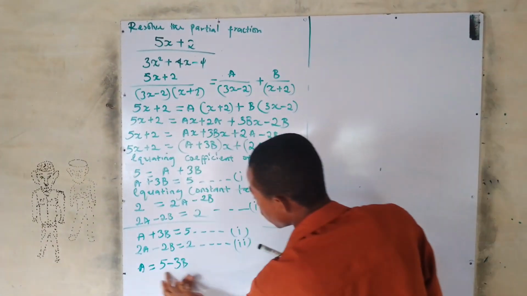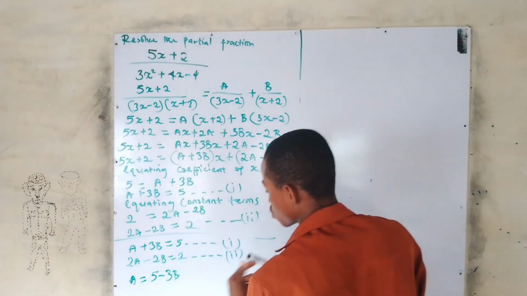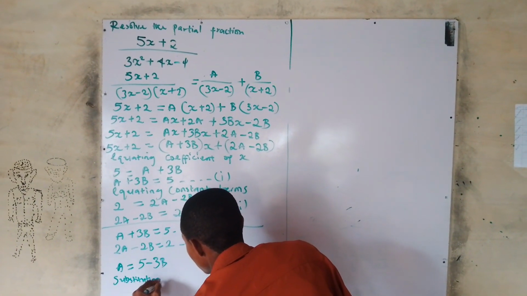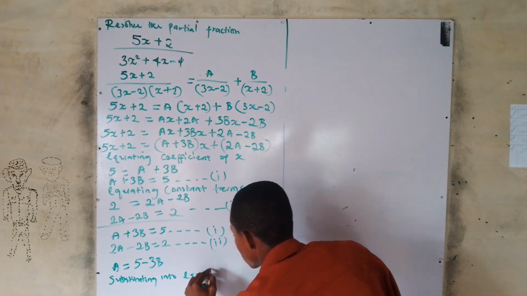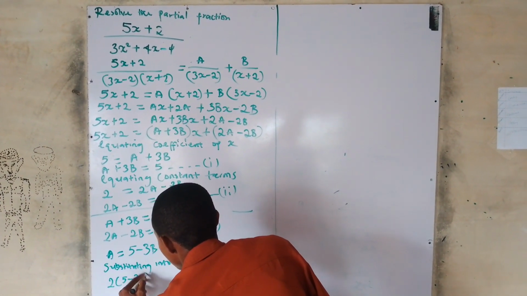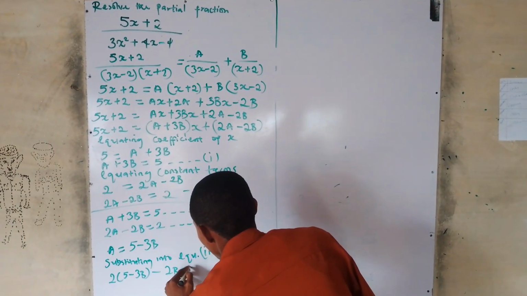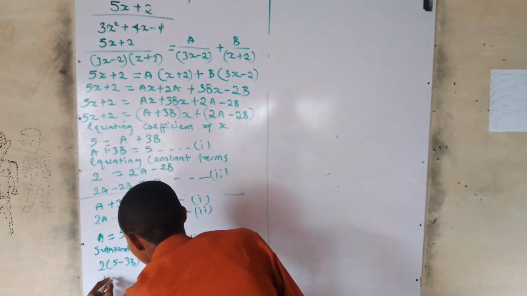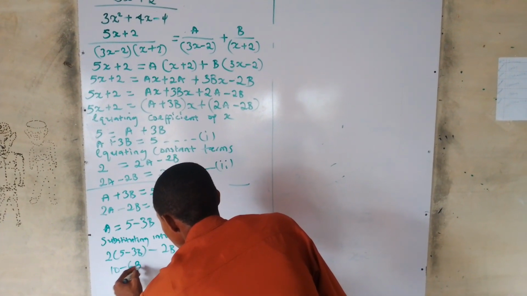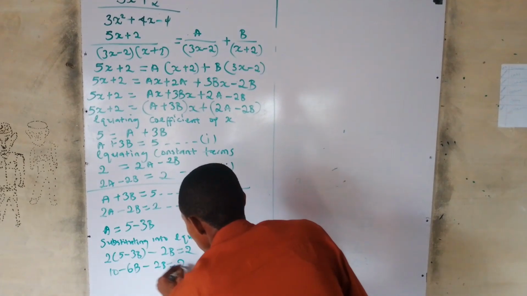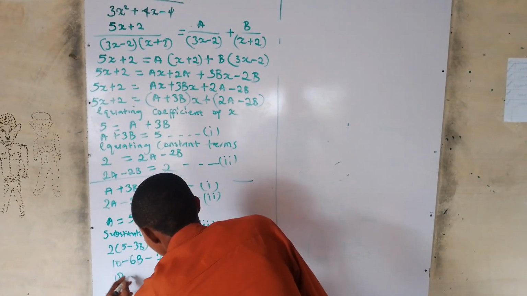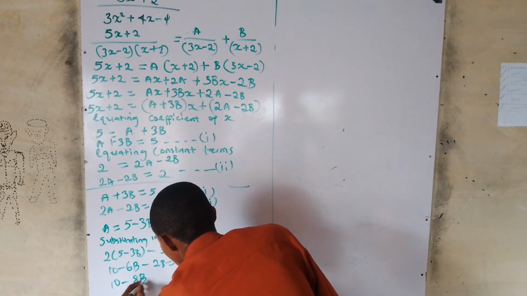Now let's substitute that into equation 2, that is putting the value of A wherever you have A in equation 2. We have that 2 bracket 5 minus 3B, minus 2B is equal to 2. Then we have 10 minus 2 times 3, 2 times minus 3 is minus 6B, minus 2B is equal to 2. So from here, minus 6B minus 2B will give us 10 minus 8B is equal to 2.